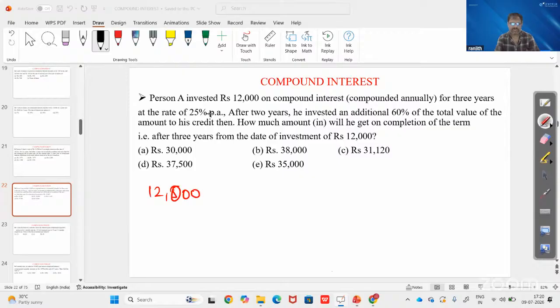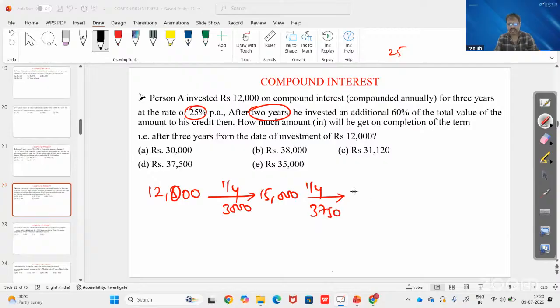What is the rate of interest per annum? 25 percentage. So with the time period of 2 years, 25 percentage is nothing but 1 by 4. What is 1 by 4 of 12,000? 3,000. So that will be equal to 15,000. Again 1 by 4 of that is 3,750. So on the overall, after 2 years, with the principal of 12,000, I am getting 18,750 rupees.